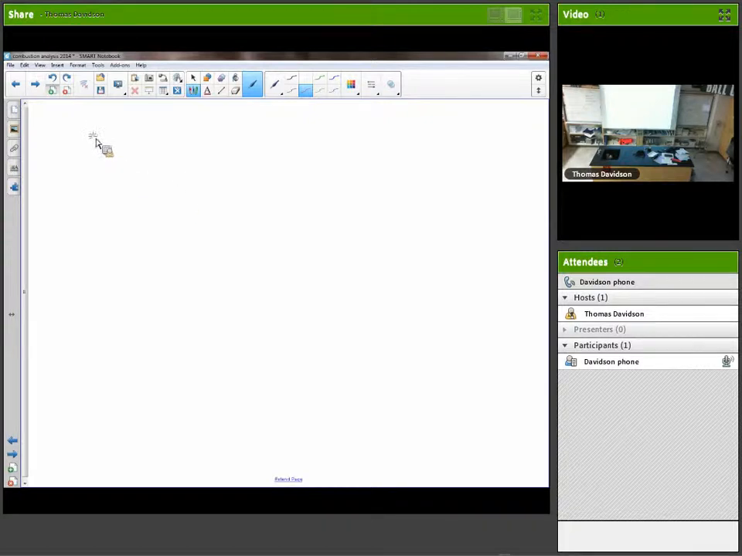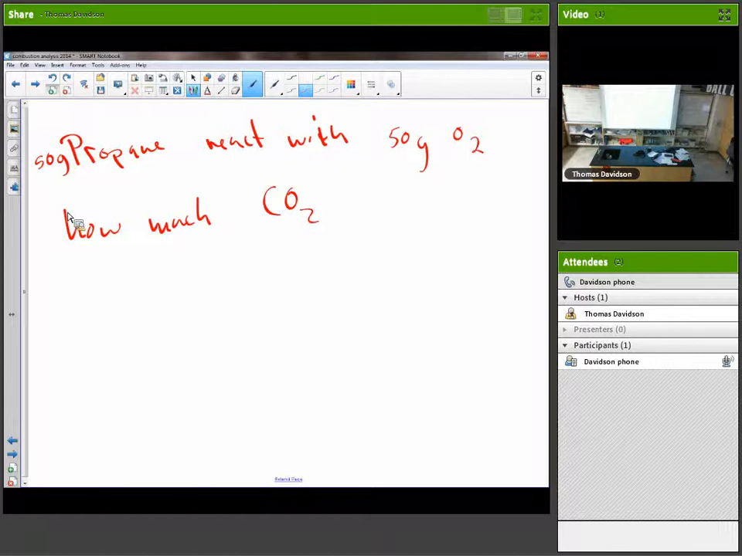Let's do a combustion reaction. Let's see, and I'll write it out in a minute, but if I told you that 50 grams of propane react with 50 grams of oxygen, how much CO2 will you produce? Okay, so MEPB, then remember geometry. MEPB, then remember geometry. Does everybody already give up?